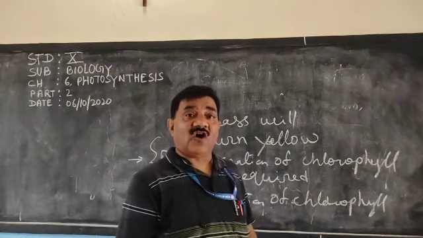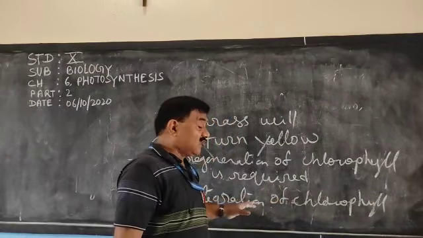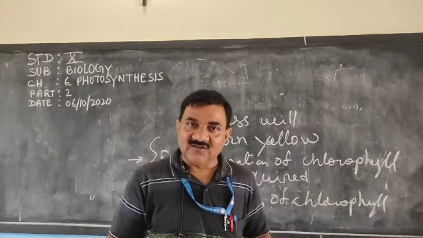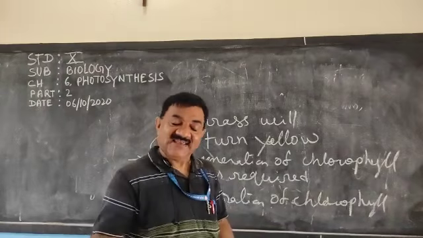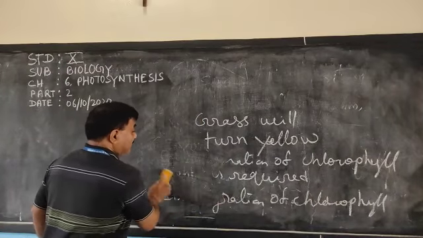regeneration of chlorophyll will not take place in the absence of light, and the chlorophyll that was present in the grass will disintegrate. So the grass will appear yellowish instead of green. So that part is clear.